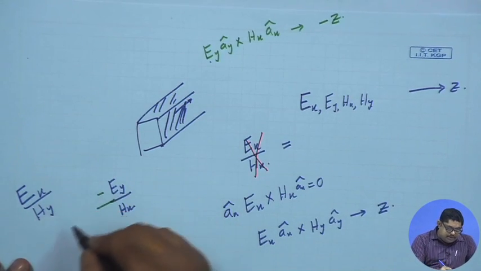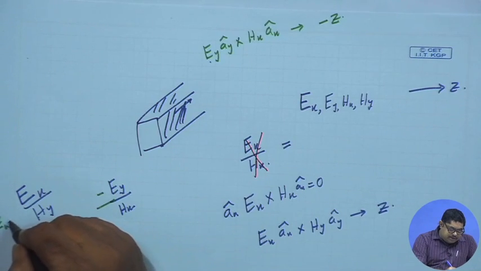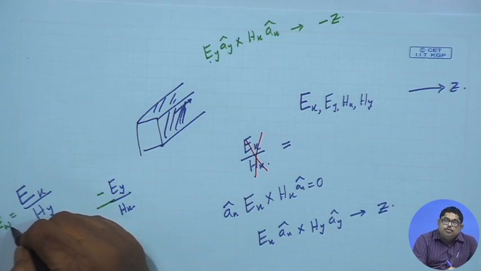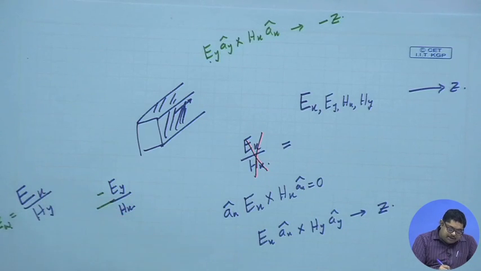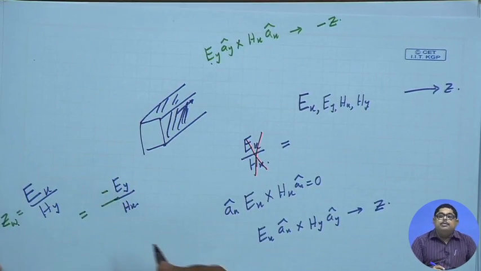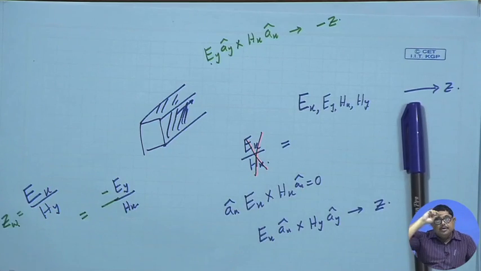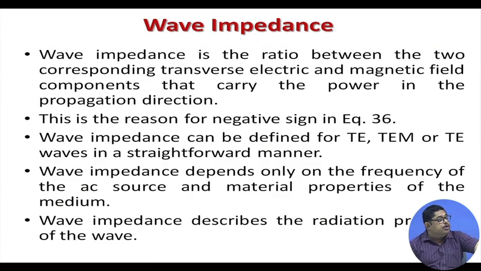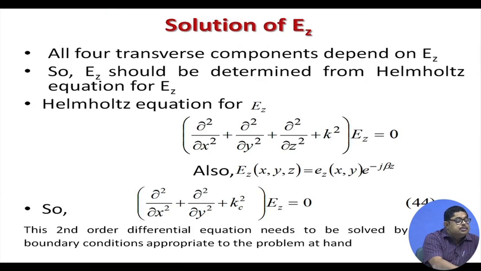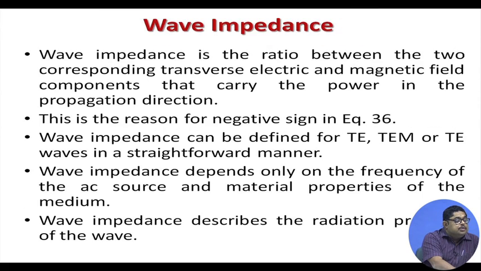That is wave impedance. So, wave impedance is written like ZW. ZW is Ex by Hy or minus Ey by Hx. There are no other possibility. So, this definition corresponding, that it carries power in this direction. This is the reason for the negative sign in equation 36. You will see in the notes that equation 36 we have defined, and the reason is this, that wave impedance carries power, and it shows the ratio of the electric field to magnetic field.